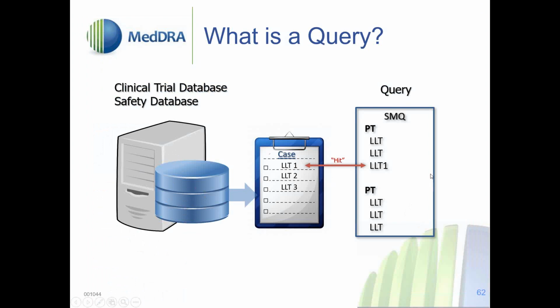Ultimately, a query is a list of PTs we think represent the condition of interest. And because the cases in our database are coded to LLTs, the PTs of our query also get broken down to LLTs. And when running the query, a matching process takes place, looking for a hit or match between the LLTs of our list contained in our query and the LLTs used for coding the cases. And if a match is found, that case will be retrieved. In this way, a list of potentially relevant cases will be created for further medical assessment.